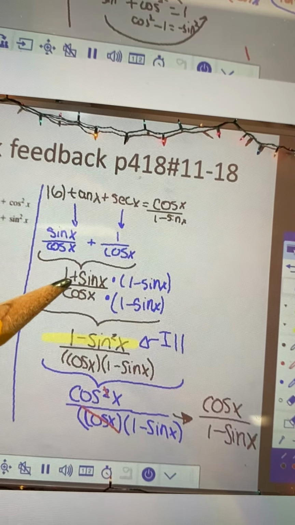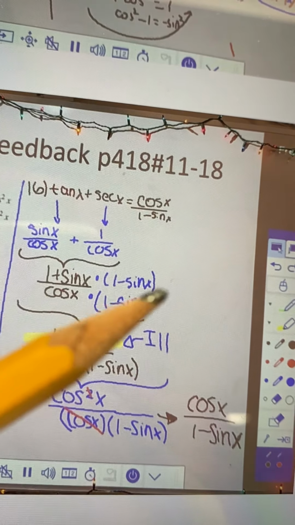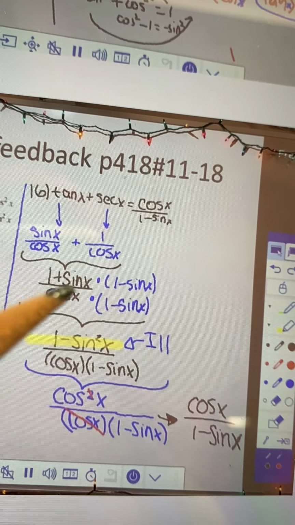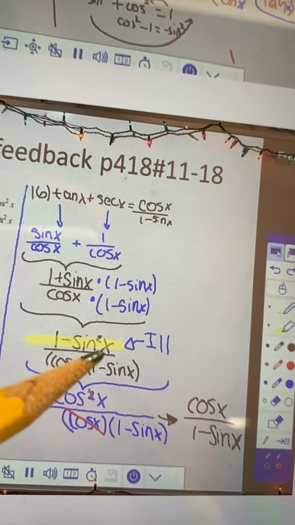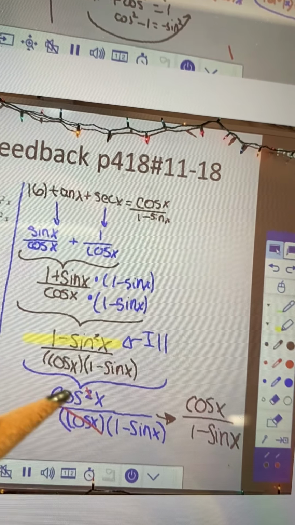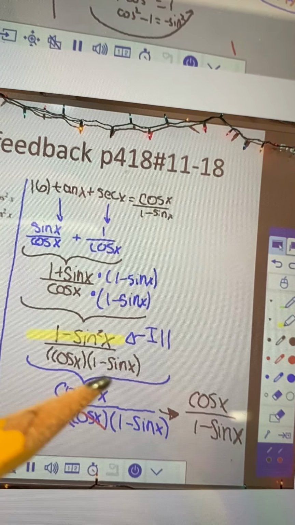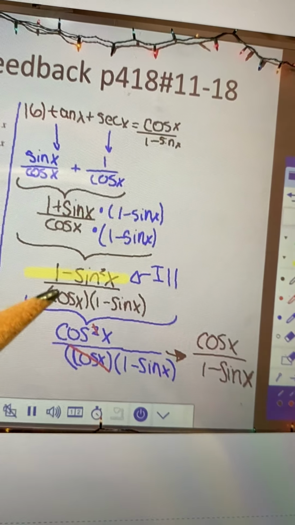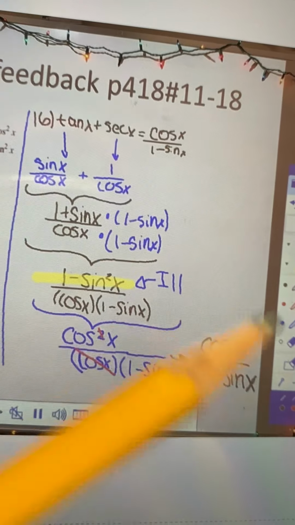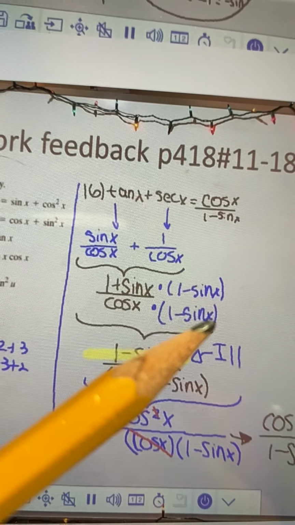So I'll multiply top and bottom by 1 minus sine. That way I can get 1 minus sine squared. This is an identity, a plus b, a minus b, so a squared minus b squared. And 1 minus sine squared is cosine squared. That way I can show a cosine on top, and cosine multiplied by 1 minus sine on the bottom. Once I get cosine squared with a cosine on the bottom, it simplifies just to cosine divided by 1 minus sine. So again, what we did, we multiplied the top and bottom by 1 minus sine.